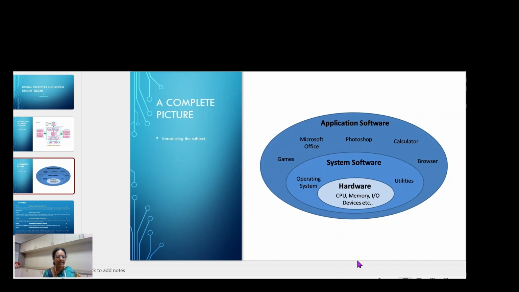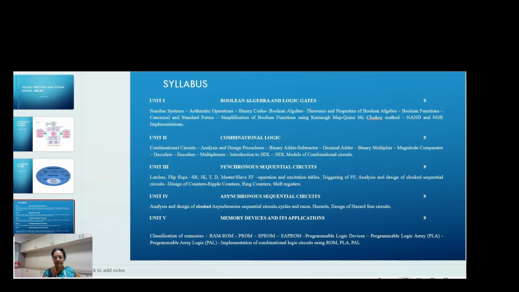Designed for you to understand some fundamental concepts about hardware: how you can analyze a hardware, how you can design a hardware, how you can assess a hardware. All these are done in this subject. So now, I will just take you on a quick tour through the subject.